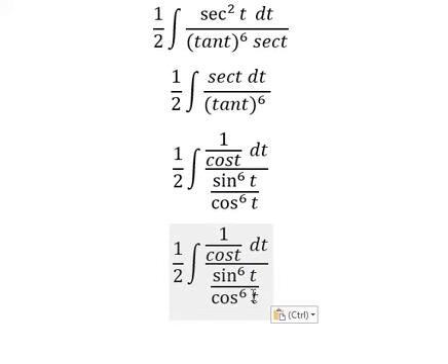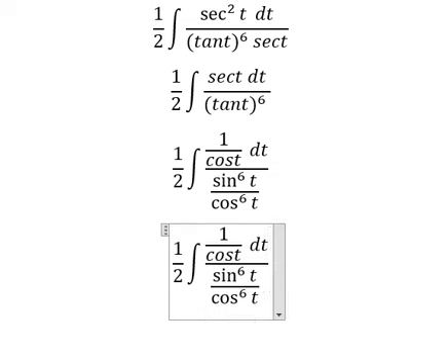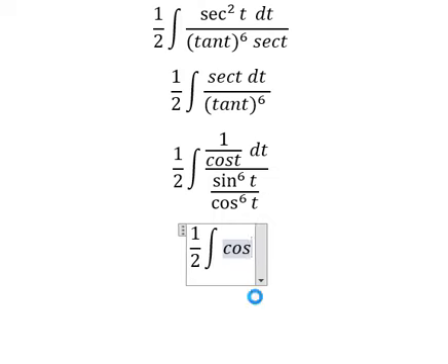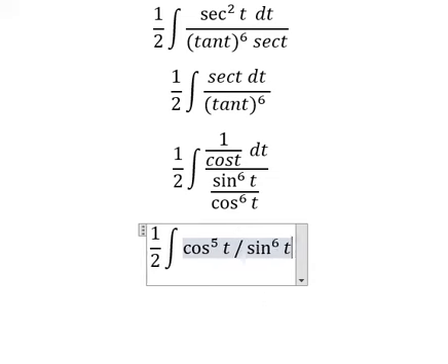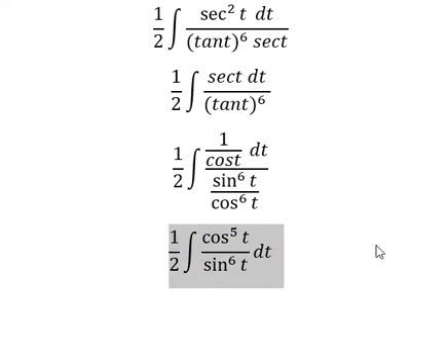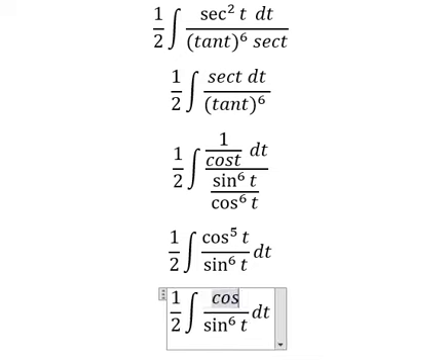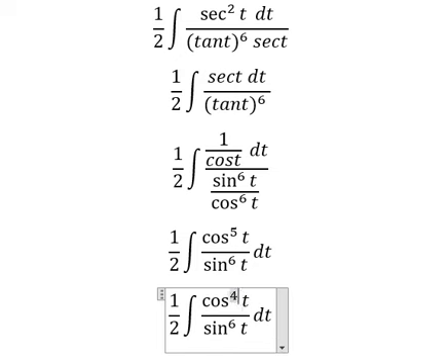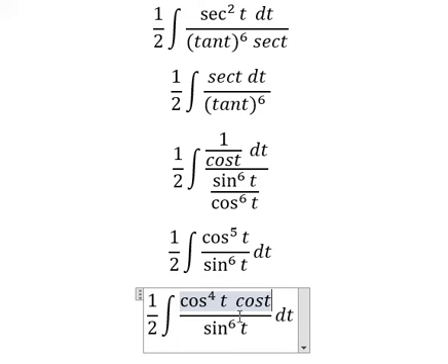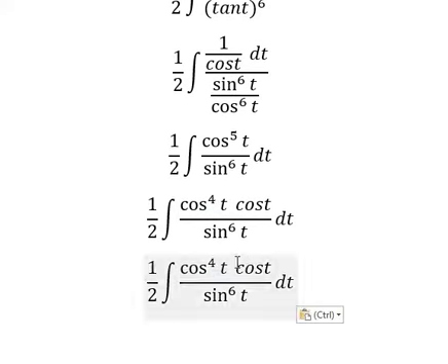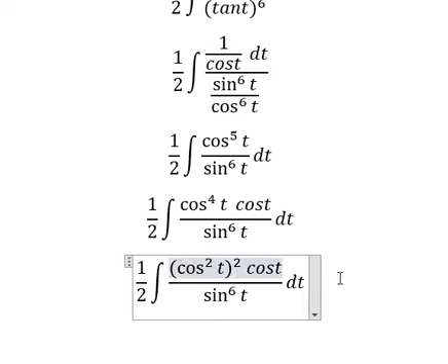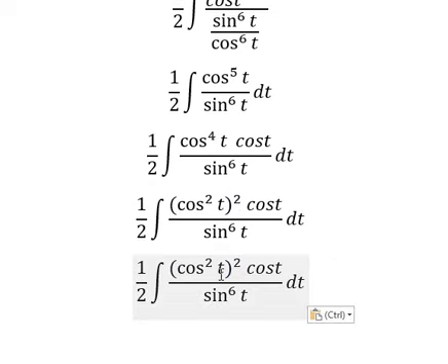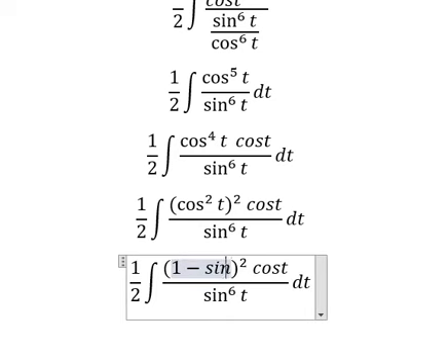So we simplify cosine t to the power of 6 and we put this one on the numerator. And you get cosine t to the power of 5. So we get cosine t to the power of 4 multiplied by cosine t. And this one we get cosine t squared, everything to the power of 2. Cosine t squared we change for 1 minus sin t squared.